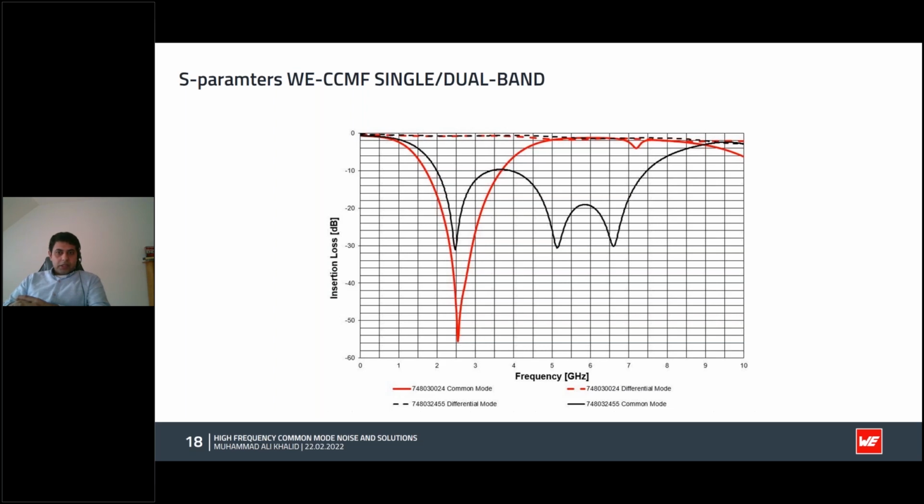You can see that the differential mode is almost a straight line up to 10 gigahertz or even more, and it is well within 3 dB limits. And the common mode suppression is more than 40 dB in some cases at the Wi-Fi and Bluetooth frequencies.